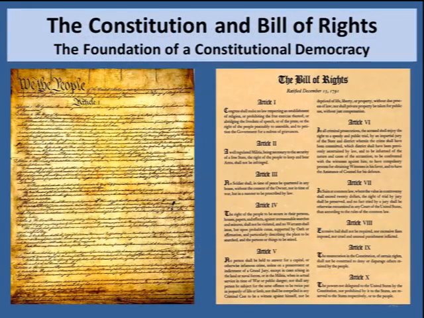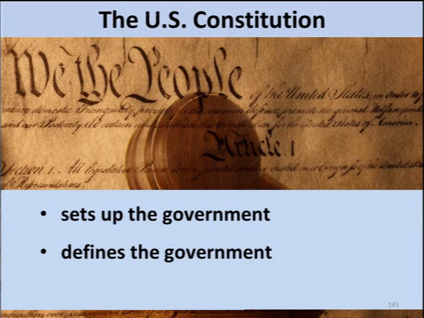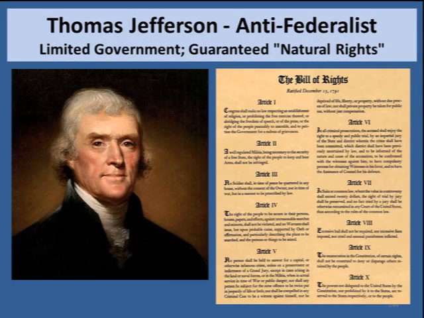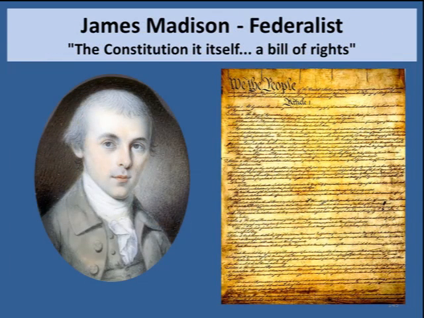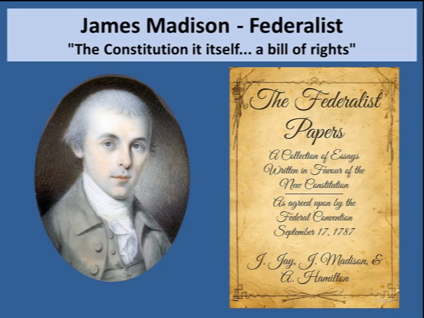The first 10 amendments that were added to the Constitution are known as the Bill of Rights. The original Constitution defined and set up the government, but did not protect any basic rights. As an anti-federalist, Thomas Jefferson wanted a Bill of Rights to limit government power and guarantee certain individual and states' rights. However, James Madison believed the Constitution already offered enough protection. In fact, the Federalist Papers include an essay opposing a Bill of Rights.